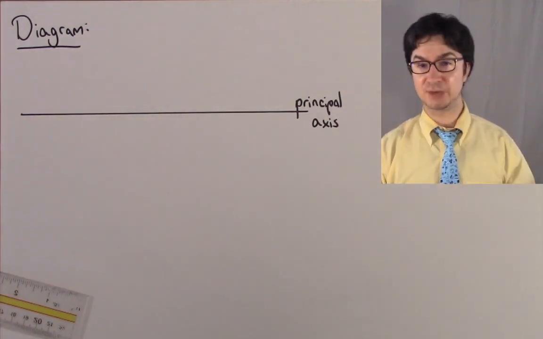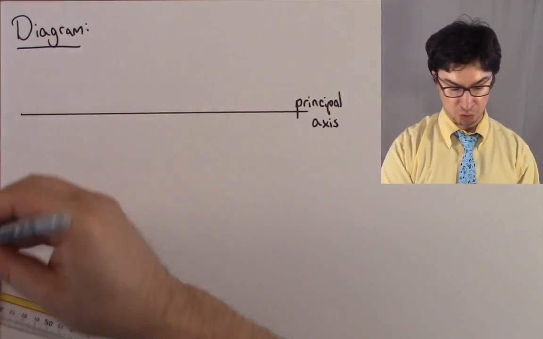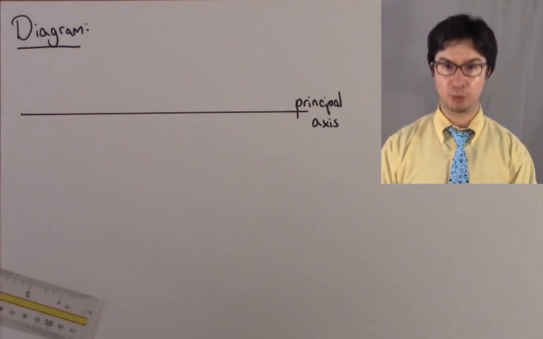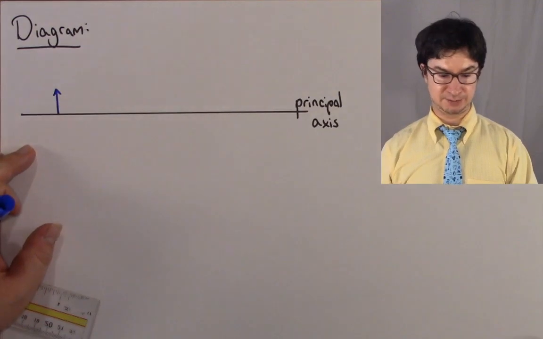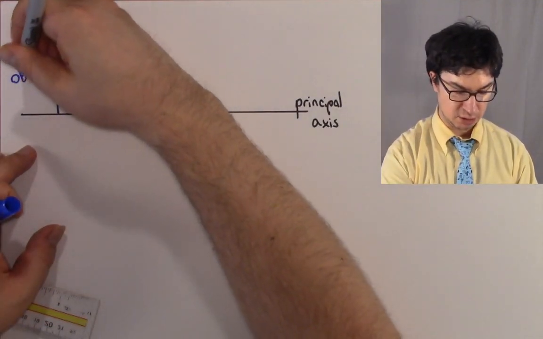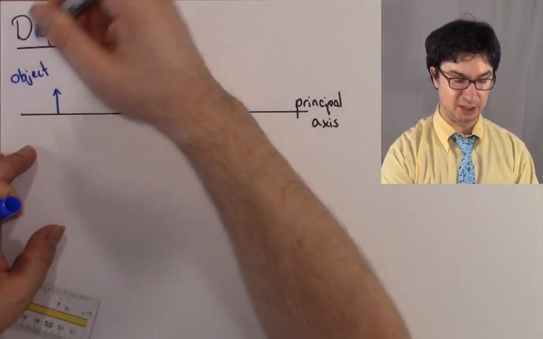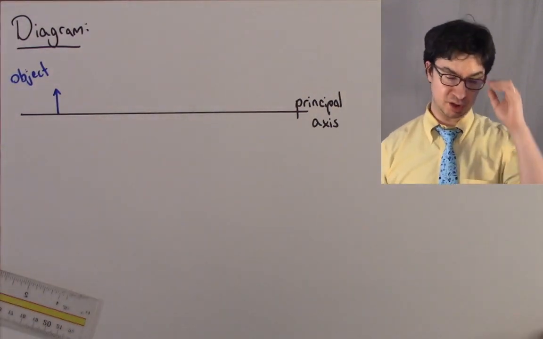Now the object could be anything, but we tend to draw as our objects an upwards arrow. So this right here will represent our object. If you want to label this as object, that's fine. It could be a person, it could be an elephant, it could be a tree, it could be anything.